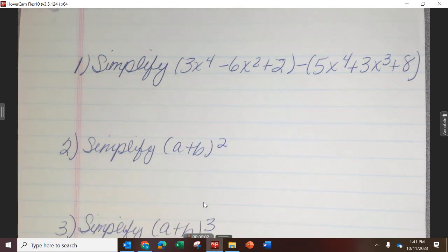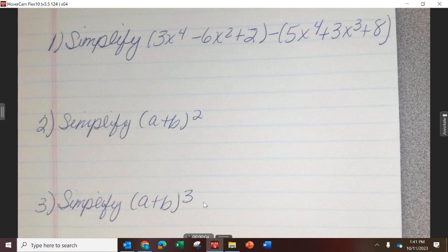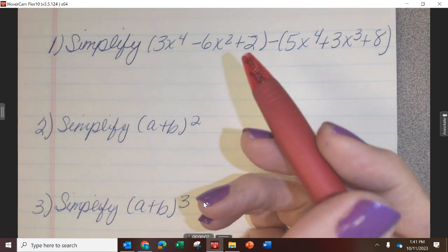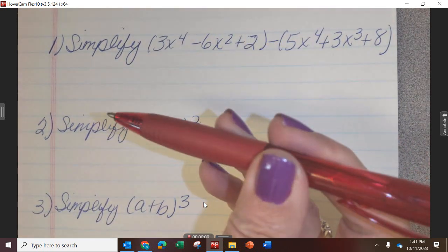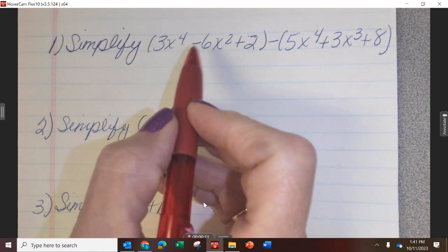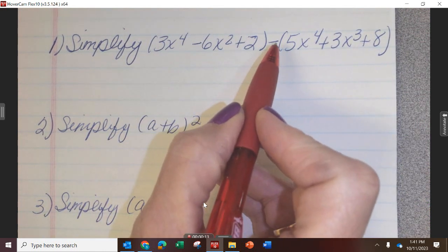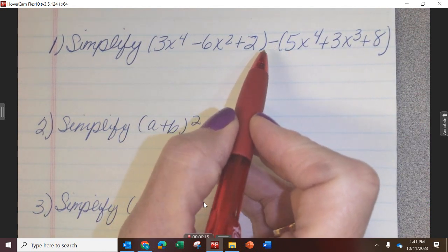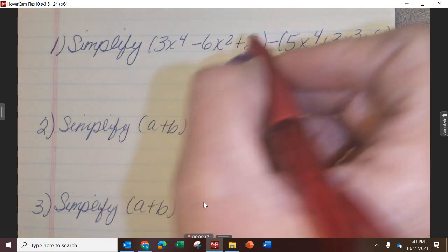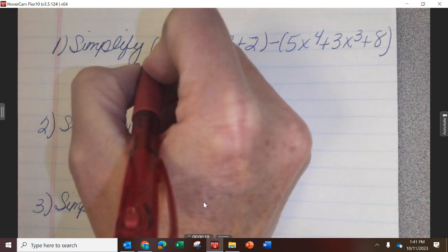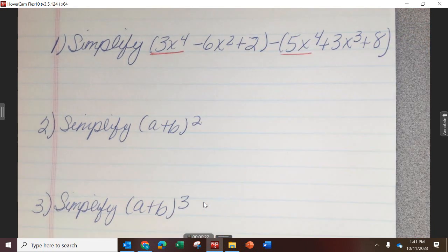Okay, so we're starting section 4.2 part 2, but this was a review over 4.2 part 1. So let's see how you did. This is a subtraction problem, so this means we're just going to be combining like terms. So I have to do 3x to the fourth minus 5x to the fourth.